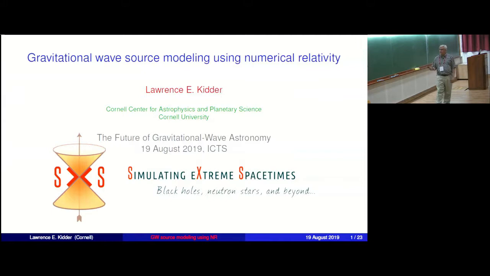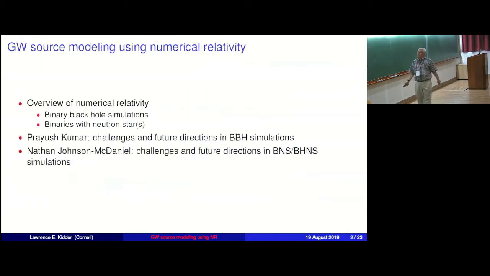So I'm at Cornell University. I'm part of a larger collaboration known as the Simulating Extreme Spacetimes collaboration, which includes Cornell, Caltech, AEI Potsdam, Cal State Fullerton, Washington State University, and many other places as our students have gone on to get faculty jobs. So what I'm going to talk about today is gravitational source modeling using numerical relativity.